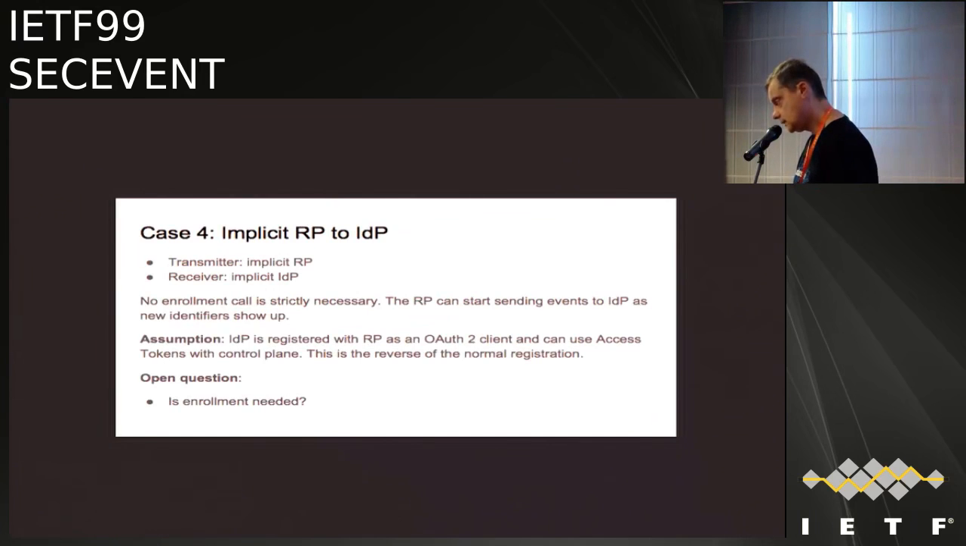And then the reverse is the implicit RP to the IDP. In this case, no enrollment call is strictly necessary because the RP has the user identifier already, so it could simply notify the IDP directly. But still, the open question is whether enrollment is necessary. It might be based on implementation, where each RP or IDP might decide on that. And again, we have the assumption that the IDP is registered with the RP as an OAuth2 client and can use an access token.